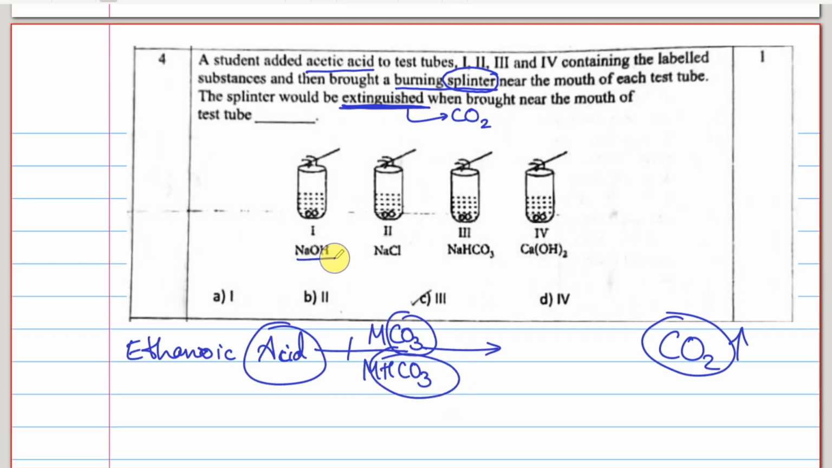So first option, NaOH, is metal hydroxide, not metal carbonate. So this is not the correct answer. NaCl is metallic salt, metallic chloride, not carbonate. Option 3 has metal hydrogen carbonate. So this is the right test tube where extinguishing of burning splinter will take place. Test tube 4, they are using metal hydroxide. So this again is not carbonate or metal hydrogen carbonate. So this also won't be the answer. So option C, test tube 3 is the answer. Fourth question, choice C.